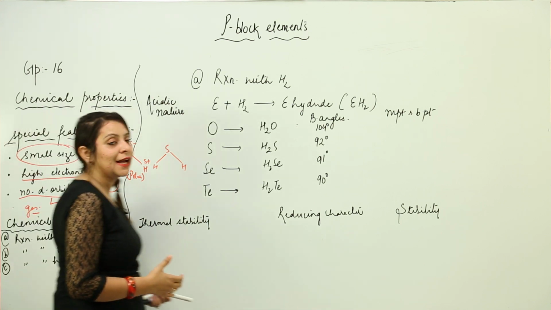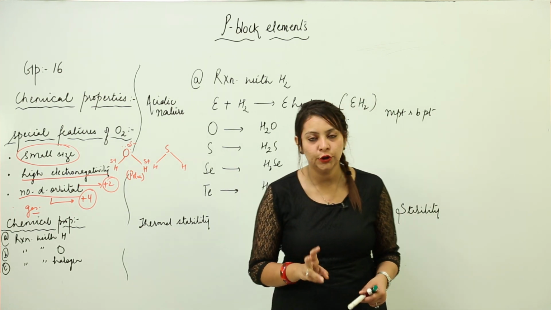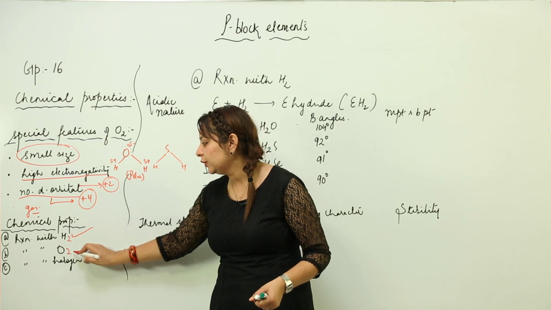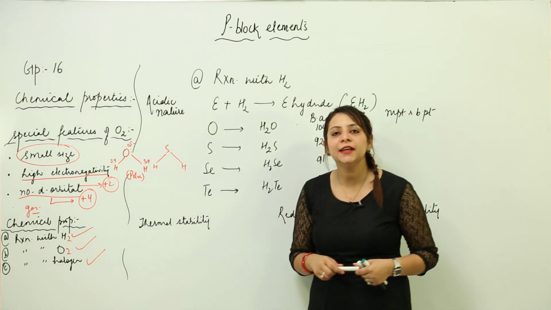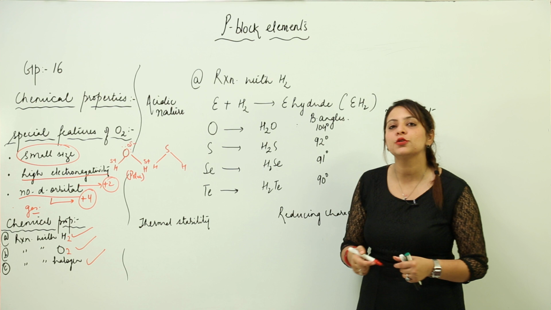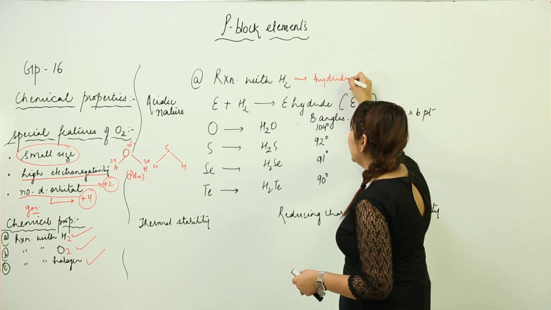So now we are going to start with the chemical properties. Three important chemical properties we have observed for group 16. First is the reaction with hydrogen, second is the reaction with oxygen, and third is the reaction with halogen. So first we are starting with hydrogen. We know that anything that reacts with hydrogen forms the respective hydride.